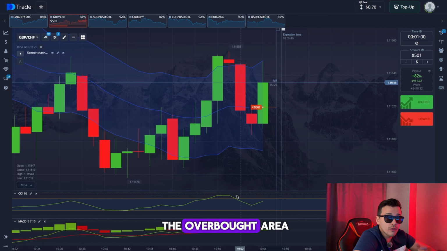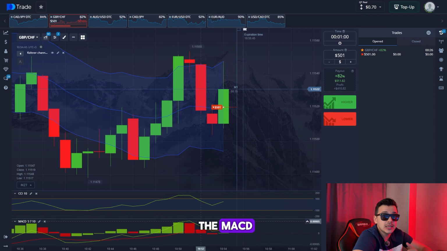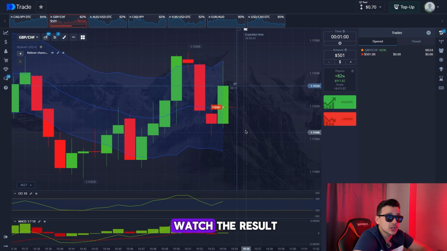The exit from the overbought area occurred, and there was also a crossover of the MACD moving lines. So let's watch the result.